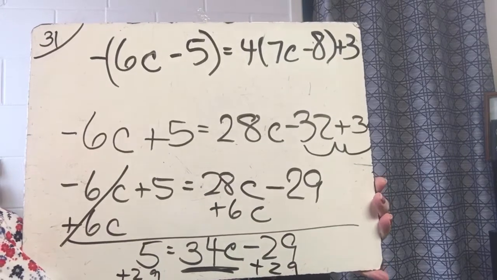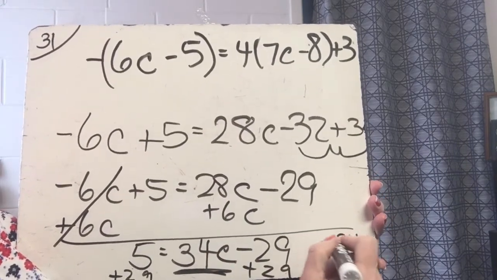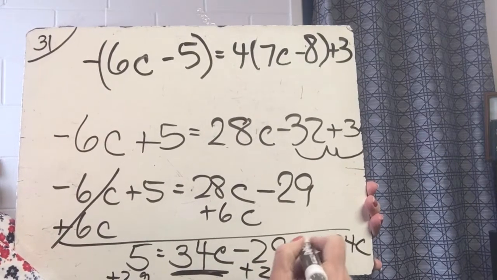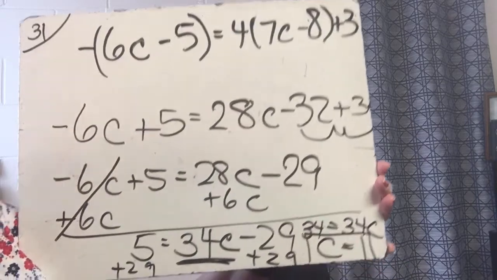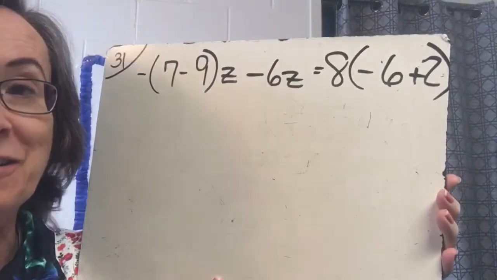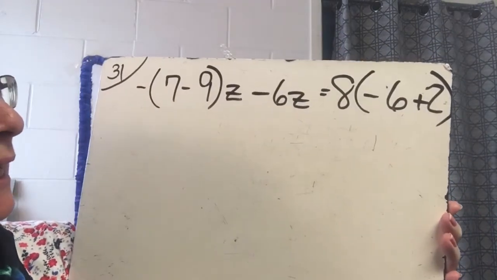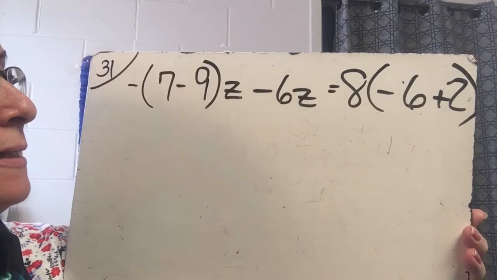So now we get 34c equals 34. So that means c equals 1. That was easy, wasn't it? All right, here's our last practice problem. So go ahead and copy it down and pause your video.